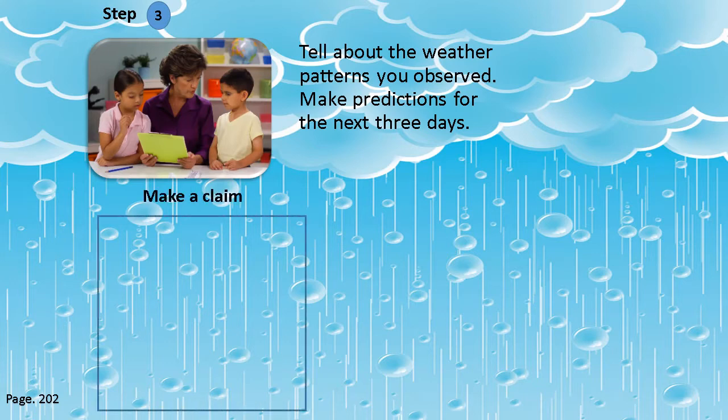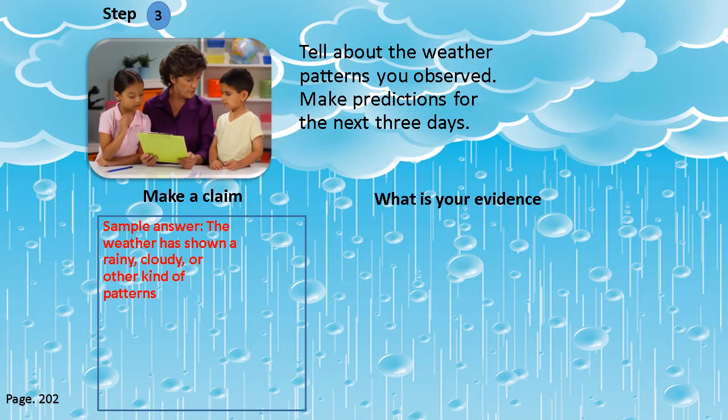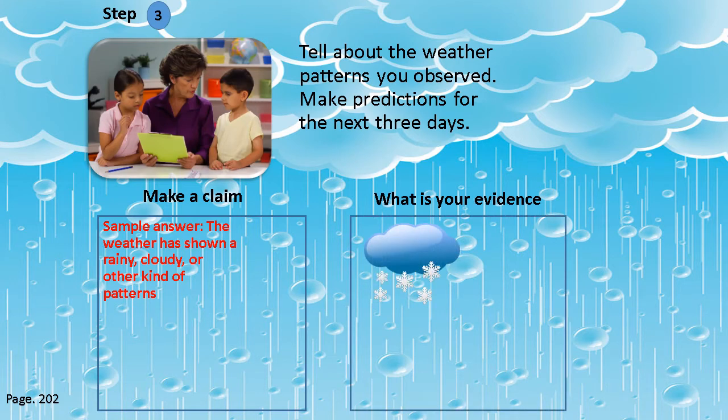So, let's make a claim. What do you think the answer will be? Very good. We can write that the weather has shown a rainy, cloudy, or other kind of pattern. And what is our evidence? Well, we can draw a picture of a snowy weather, a rainy weather, a sunny weather, or any other weather form.